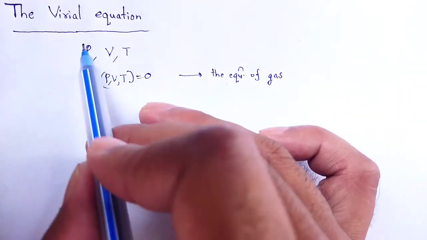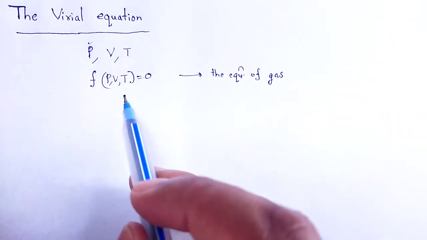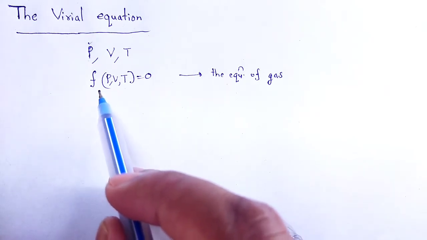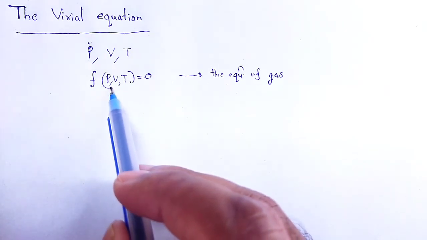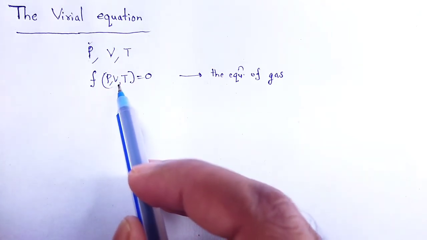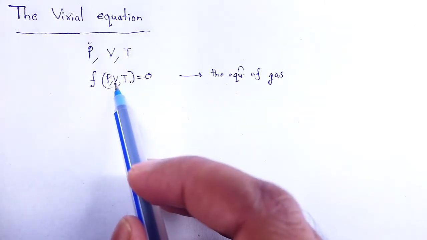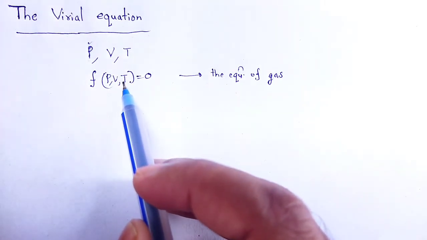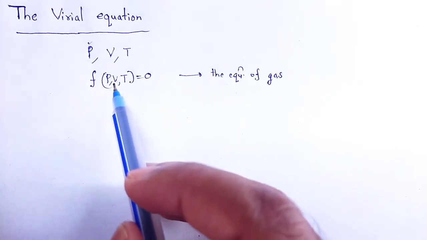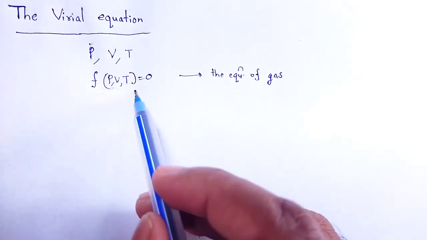That is the functional relationship between pressure, volume and temperature. From this expression, if any two parameters of a gas are known, meaning pressure and volume, or volume and temperature, or pressure and temperature, then the third parameter can be calculated by using that particular equation of state.